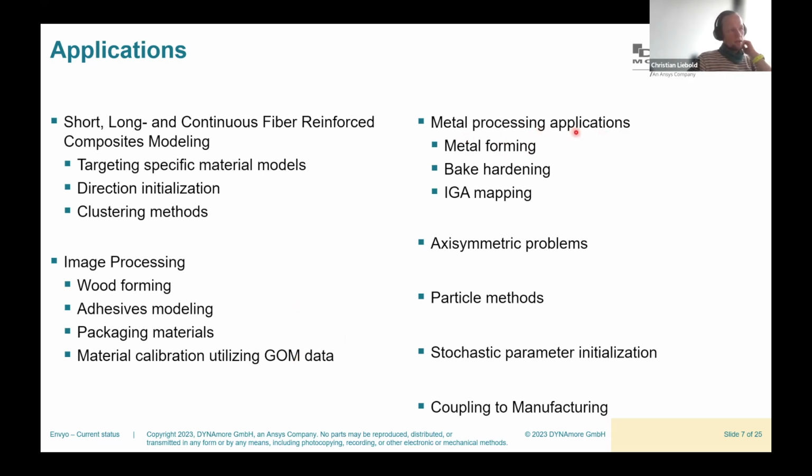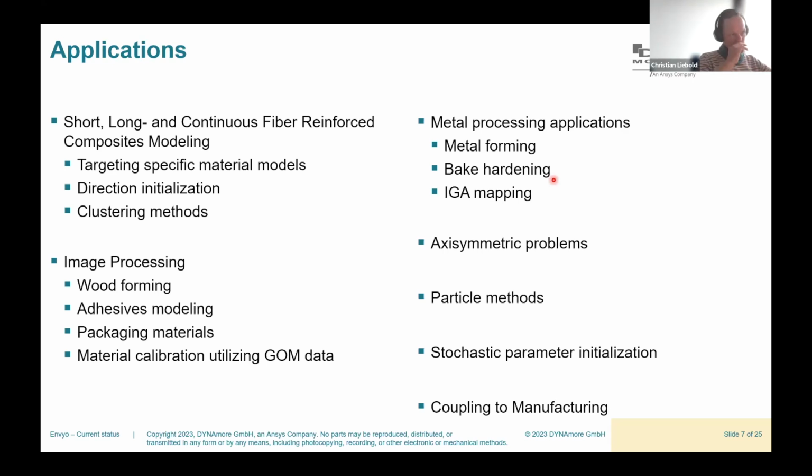Metal forming applications, or metal processing applications, have been used. For metal forming, you can use ENVYO to consider bake hardening effects if you are looking at the KTL process of a vehicle, for example. Then there's the JMAC equation implemented for a specific case, which gives you the current hardening degree at the integration point. You see, ENVYO cannot just be used for fibers, it's available for any other application as well.